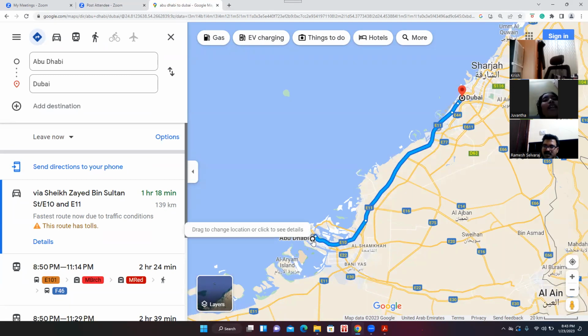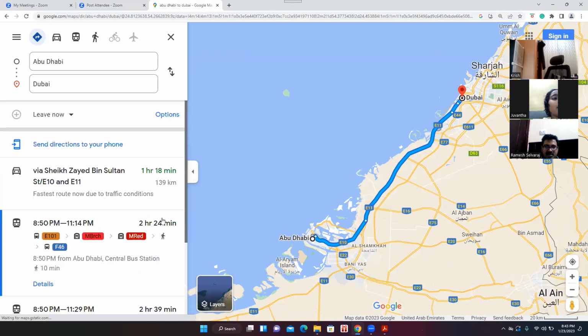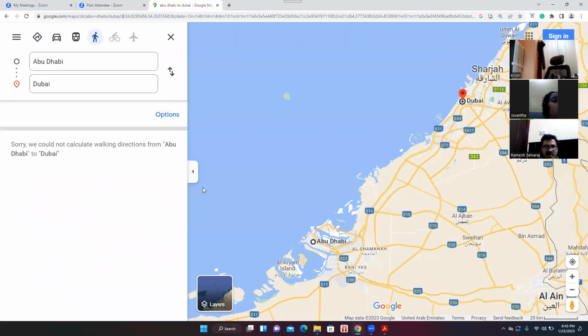If you're walking from Abu Dhabi to Dubai, it will take one whole day, isn't it? Let us see how much time it will take by walking. Sorry, we could not calculate walking directions from Abu Dhabi to Dubai. I think it will take like 1 day, 2 days.